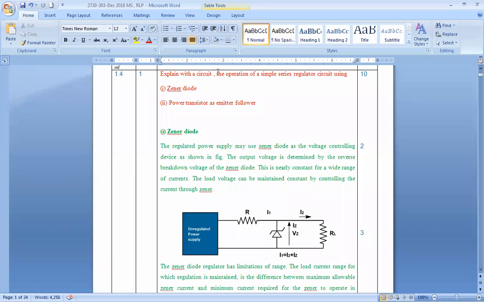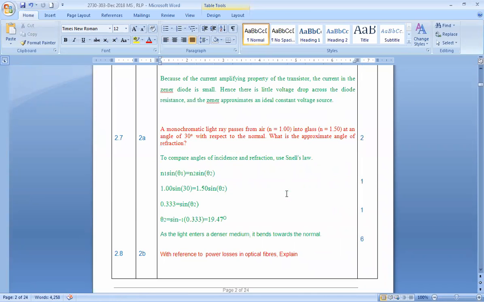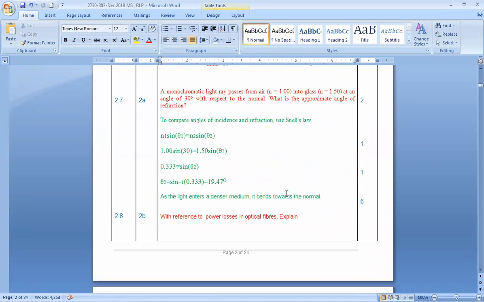So we have seen the circuit, the operation of the series regulator circuit using Zener diode, and how a power transistor as an emitter follower along with the Zener diode can help us in controlling the currents. Now, I think you must be aware of the concept of optical fibers. Are you all aware of the concept of optical fibers? Where have you seen them? Sir, is it for the broadband connection?